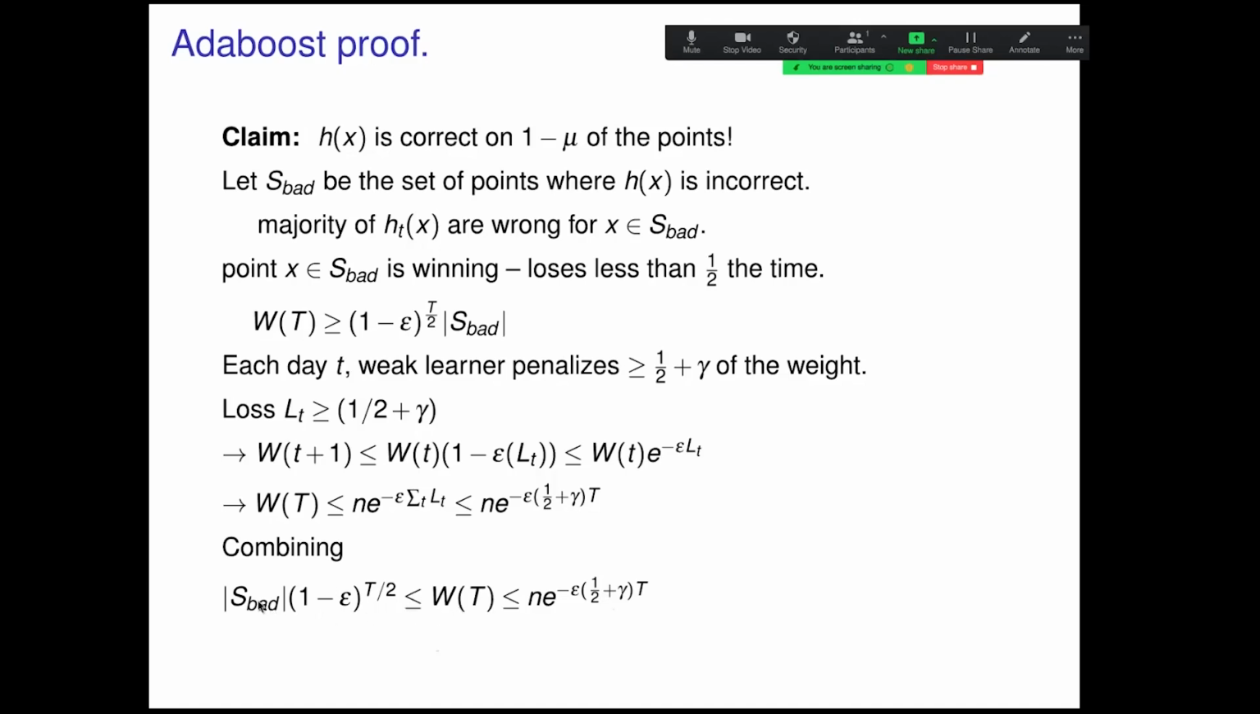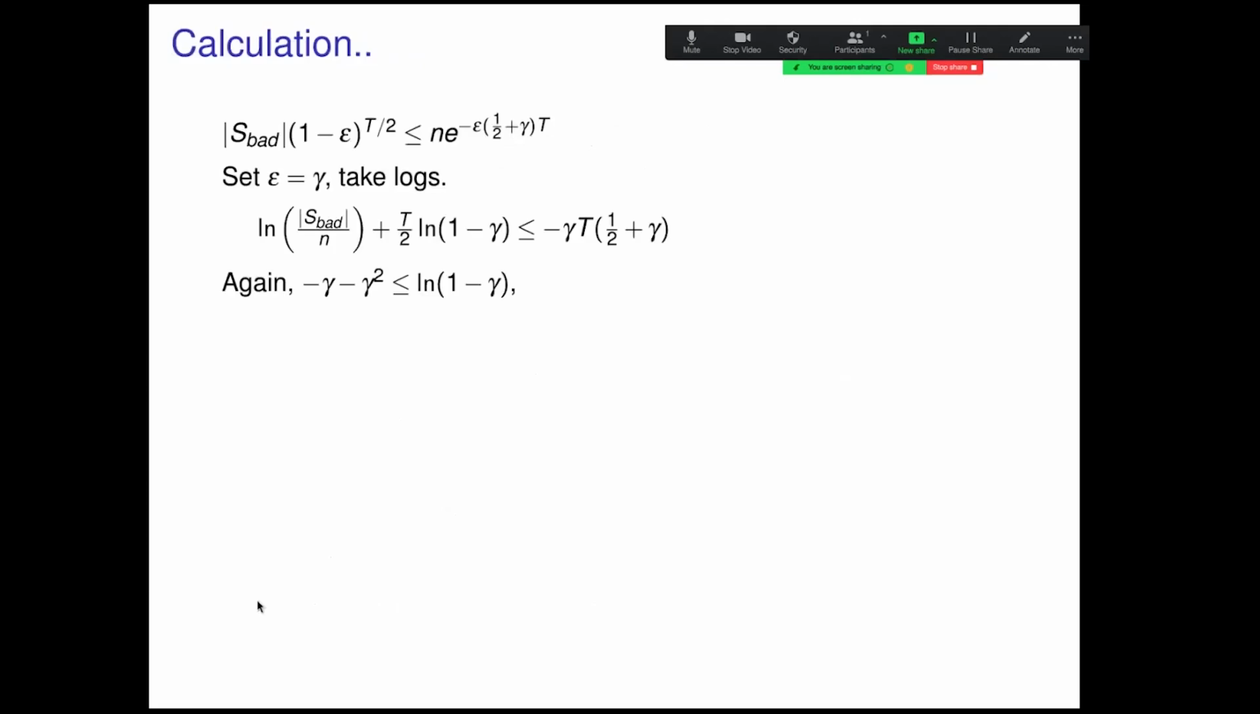That's the intuition. Okay? So we don't need the weight function anymore. Now we just need to prove an upper bound on S bad. Okay, so now we just work with this, right? We're going to take epsilon equal to gamma, and we're going to take logs. Okay, this is a little hard to see. The first thing we did is divide both sides by n, because I want to get the fraction. Okay, so then when you take the log of this, you get log of S bad over n times this. And when you take the log of a product, it's the sum of the logs. Okay, so that's what this sum is.